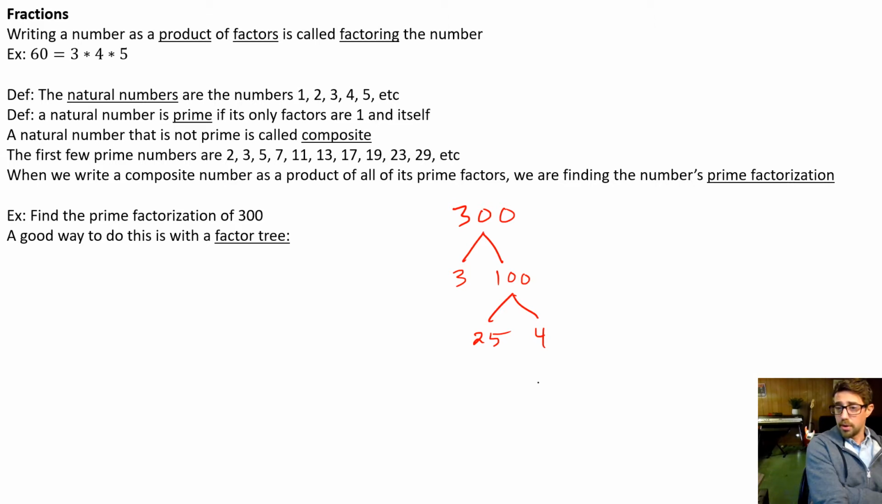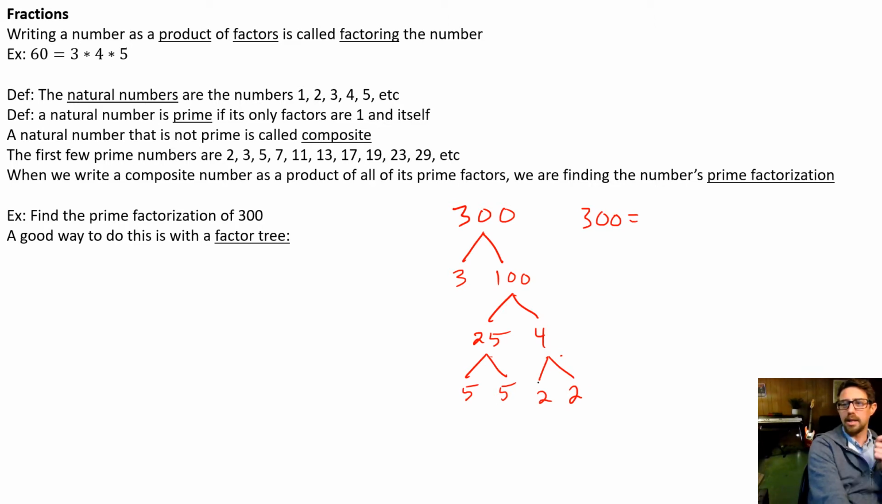All right, so neither of those numbers are prime, so we keep going with those. The only factors of 25 are 5 and 5. Those are prime. 5 is a prime number. Now, there's 2 of them, but that's okay. So we're done there. And then the factors of 4 are 2 and 2. And 2 is the only even prime. So we're done there as well. So that's it. So the prime factorization of 300 consists of a 3, 2 5s, and 2 2s.